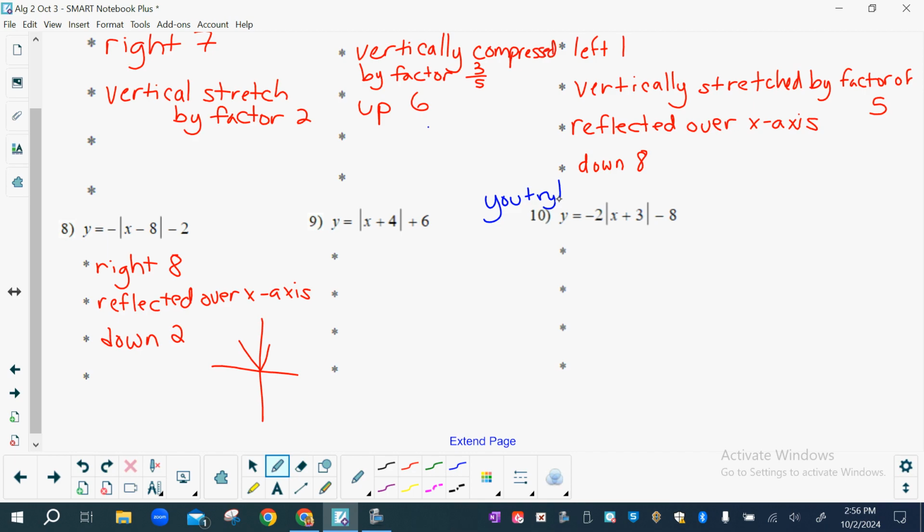All right, what did you guys get? I got left 3, down 8, vertically stretched by a factor of 2. Wait, hang on.